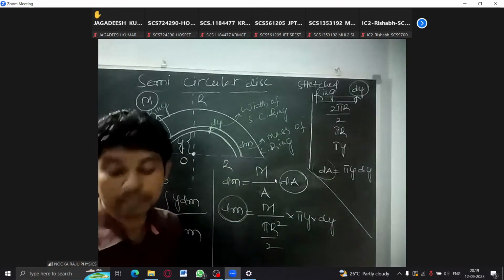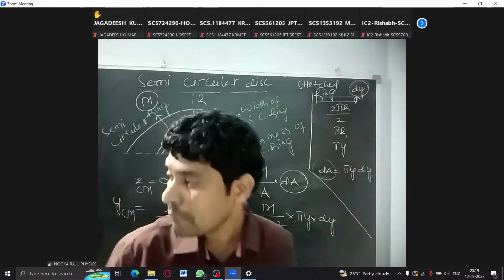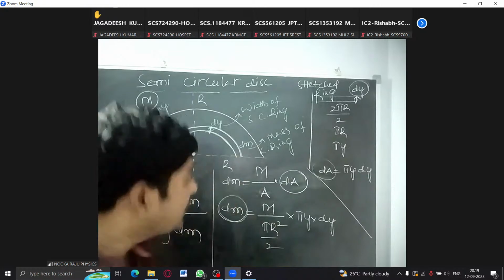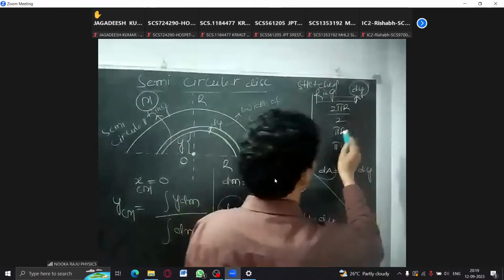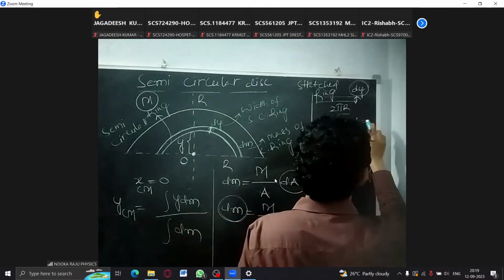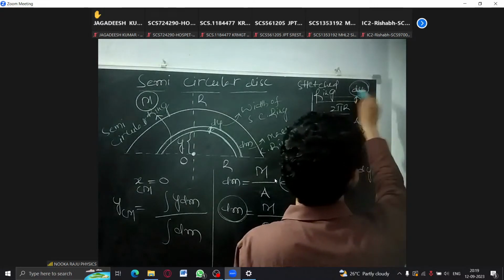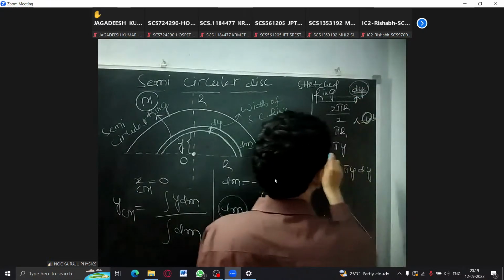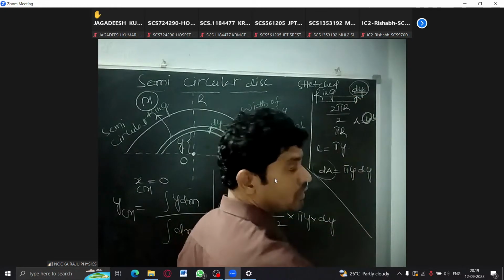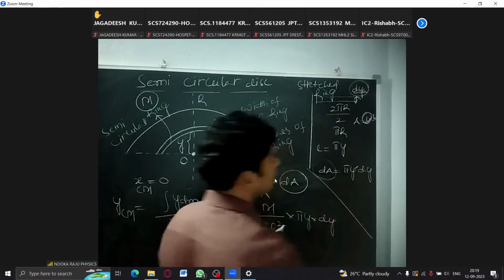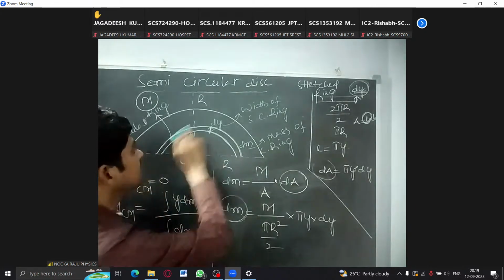How did you find the dA value, sir? Again I said, what is the area formula? Length into breadth. So here width equals how much? dy. Length equals how much? This is length, pi into y. So like length into breadth, pi y into dy. That is the area of this ring.